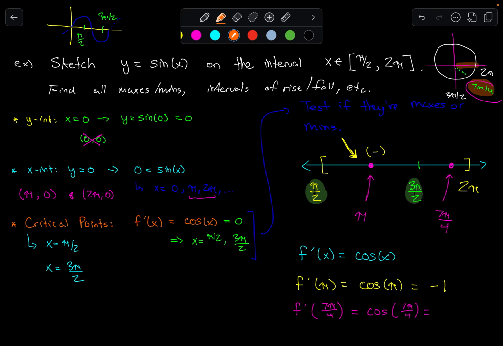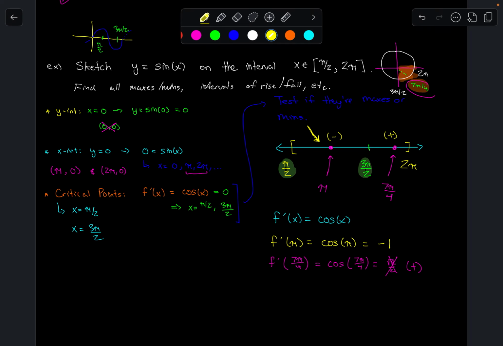And the value of cosine, if we're in the fourth quadrant here, the value of cosine, which is the x value on the unit circle, is going to be positive. So this is going to be some positive. It ends up being positive root 2 over 2. But again, we don't really need to know that. We just care that it's a positive value. And so we're going to put that on our little interval right here.